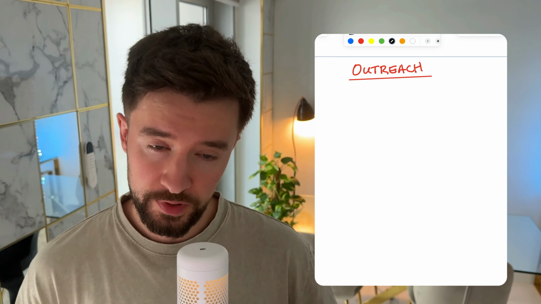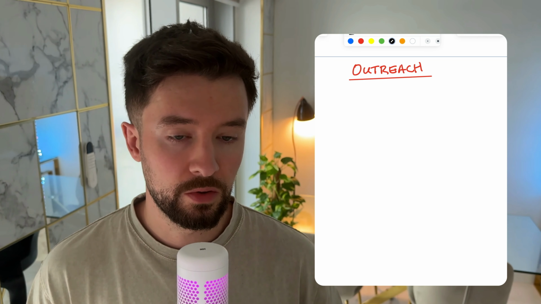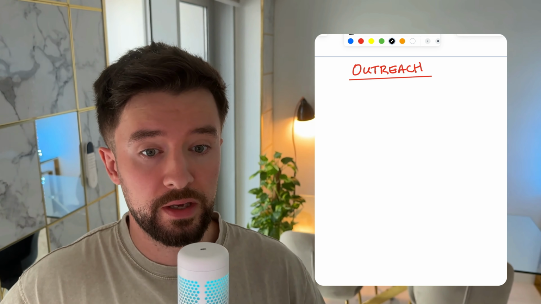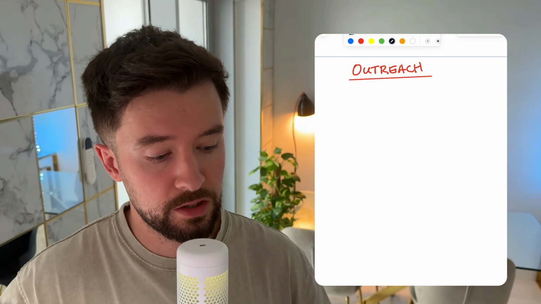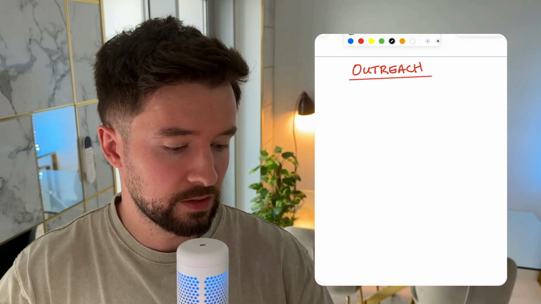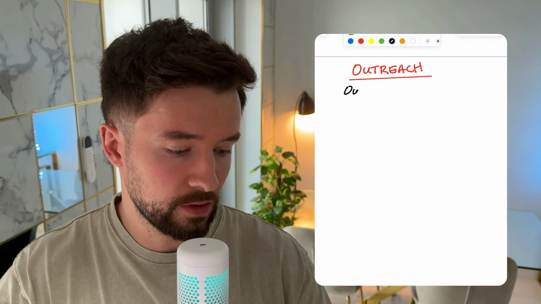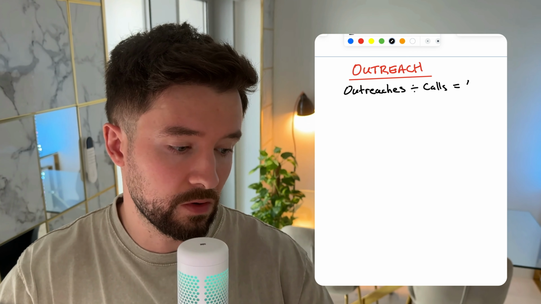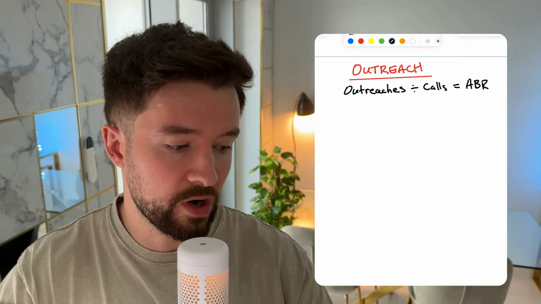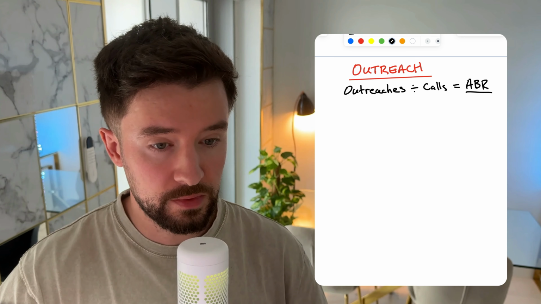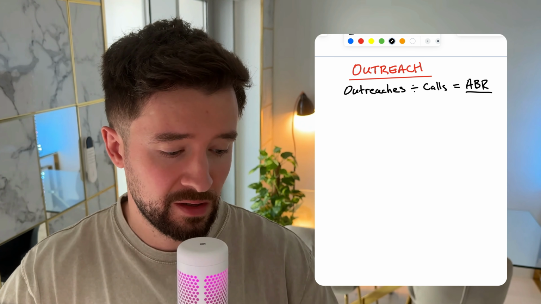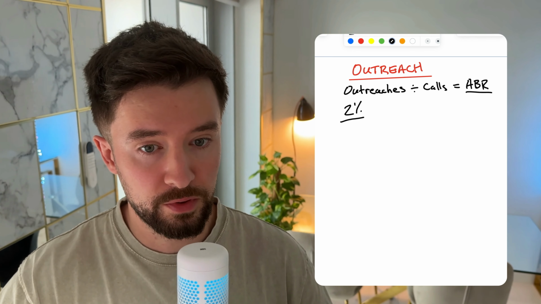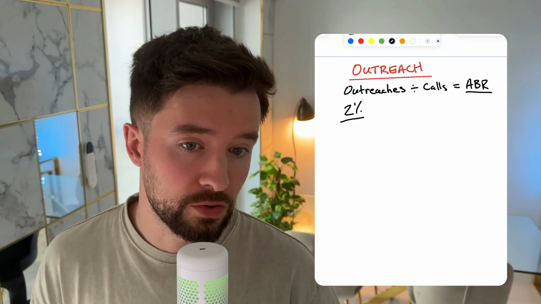So again, stick with me because we're going to start on numbers here again. So one number you need to know before you do this calculation is what is your appointment booking rate from your outreach. So to find that, you need to know how much outreach you're doing divided by the amount of calls you book from that. That will give you your appointment booking rate or your ABR. Now, this would be different from different platforms, but if you're just doing cold outreach, you may have somewhere around a 2% appointment booking rate. So you send 100 DMs and you book 2 calls.